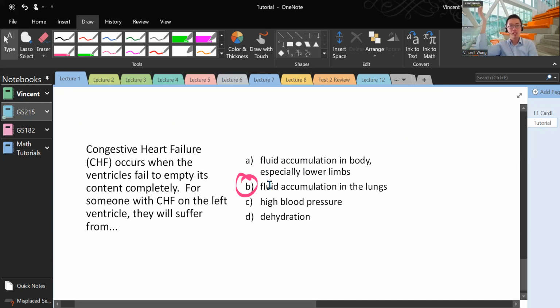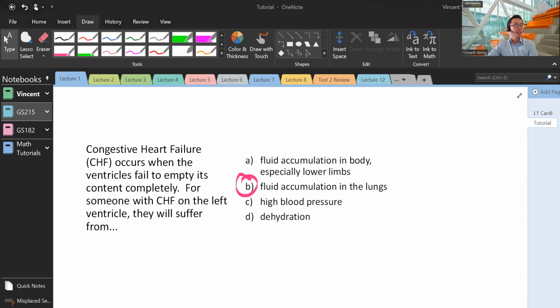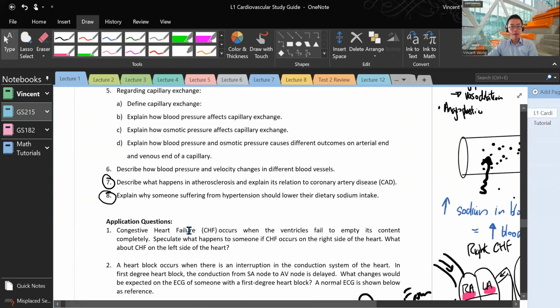More importantly, if you see the same question on the test, would you know to choose this one? Not necessarily B because the answers are randomized, but to choose accumulation in the lungs. And make sure you read the question carefully, whether it's left or right, because the answer will be different, right? Okay. One more question. Where is it?